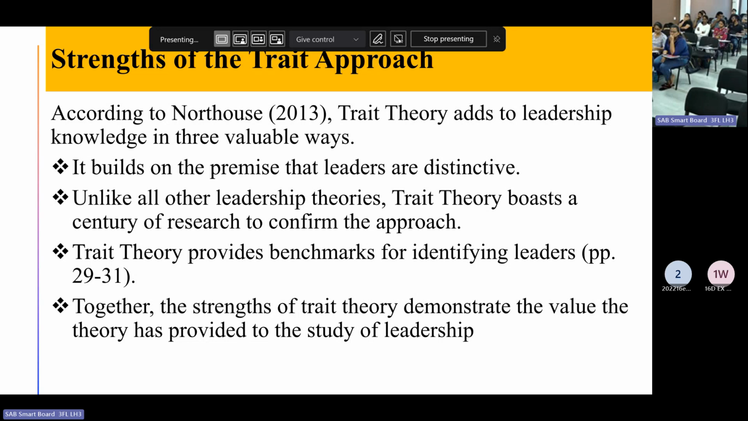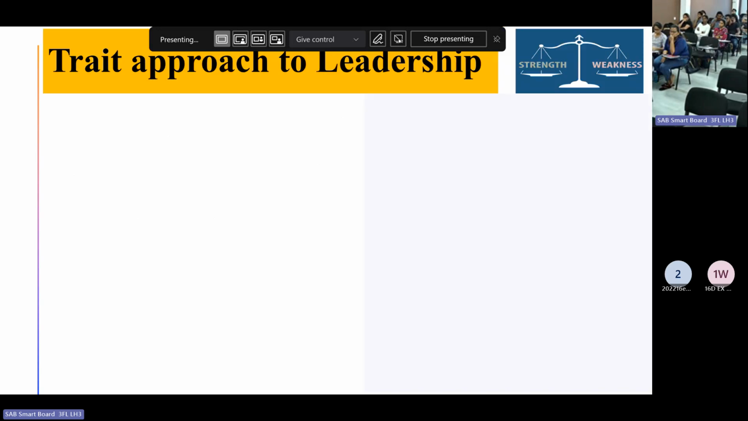These are the set. So for exam purposes, the trait approach, you have to write that answer. The first question on that particular paper, what is that? Explain the trait approach, no? Or what is meant by the trait approach? What do you mean by that? So explain the trait approach in leadership. Briefly explain the trait approach to leadership. So you have to say the strengths and weaknesses as well.